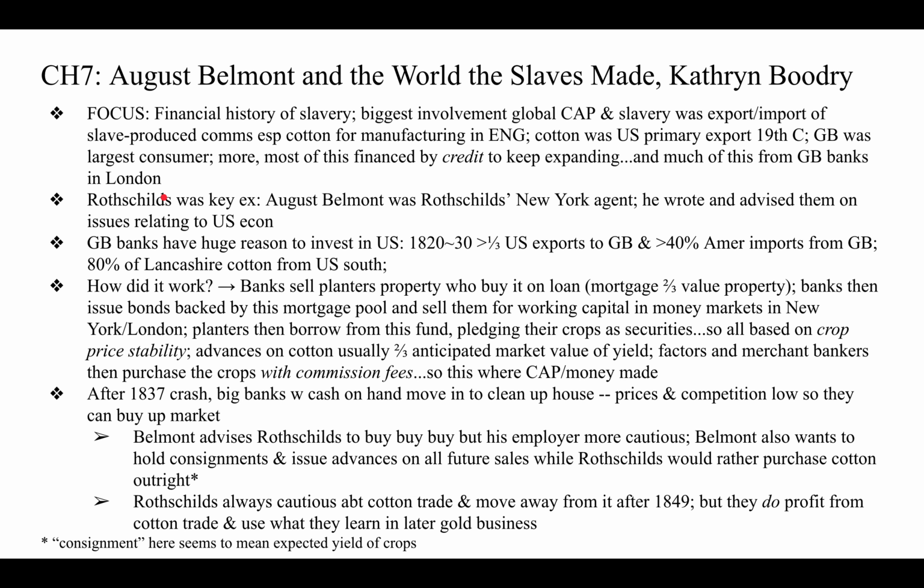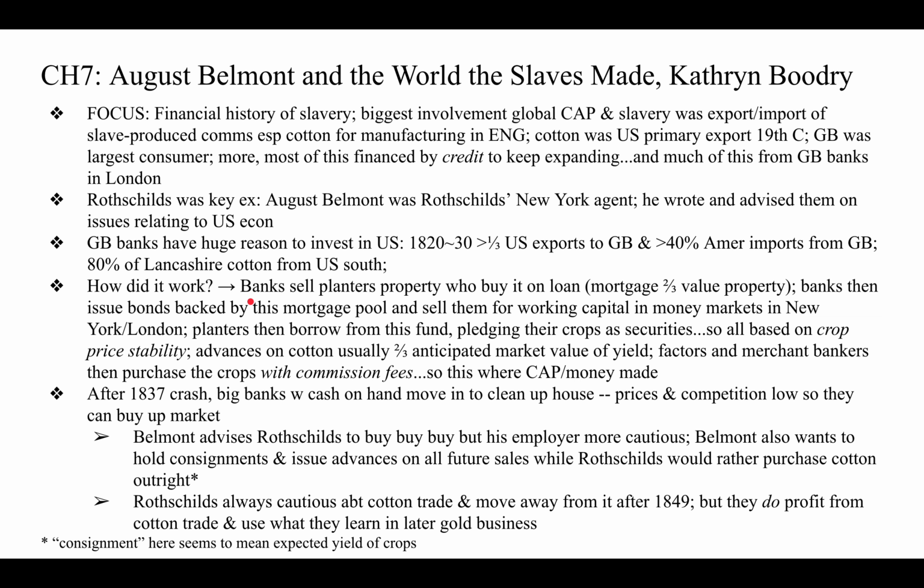And one of those big banking families was the Rothschilds, and their representative, or their agent, in the U.S. was August Belmont. He wrote and advised the Rothschilds on issues relating to the U.S. economy and how best to invest their money in it. Great Britain, of course, had huge reason to invest, as I've shown, because it was the major importer of U.S. cotton.